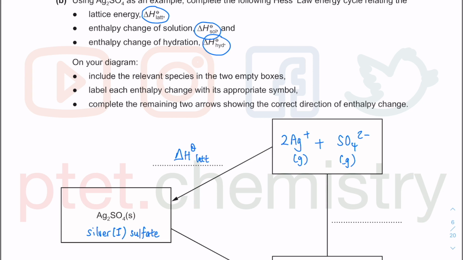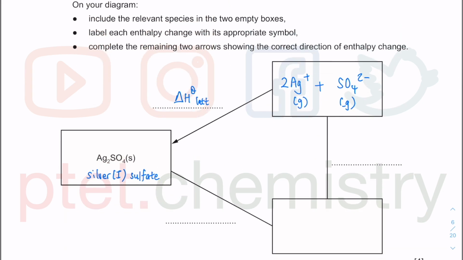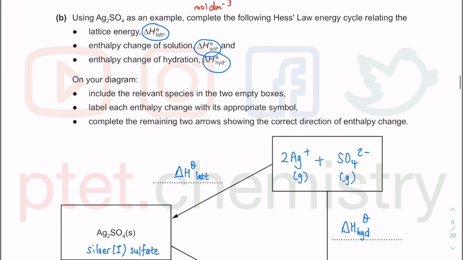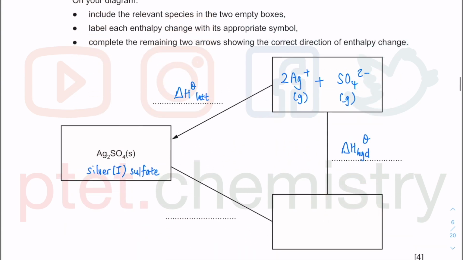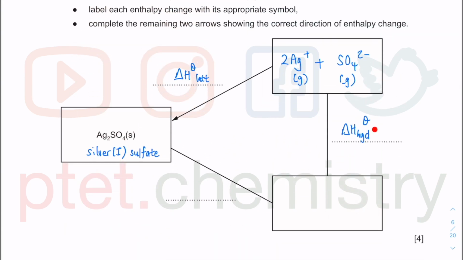Now, how about solution and hydration? So these are gaseous ions. In order to relate to hydration, we just need to label hydration. But actually, this thing is 2 times the hydration of Ag+, because you are hydrating 2 moles of this gaseous ion, whereas hydration is for hydrating 1 mole of gaseous ion, surrounding it in a large amount of water to get an infinitely dilute solution. And this one is plus 1 times the hydration of the sulfate.